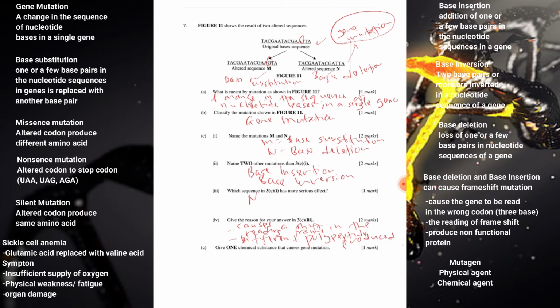Okay, give one chemical substance that cause gene mutation. This one is chemical agent, so the mutagen belongs to chemical agent. So either you put mustard gas, nitrous acid, colchicine, or ethidium bromide. All these answers will be correct.